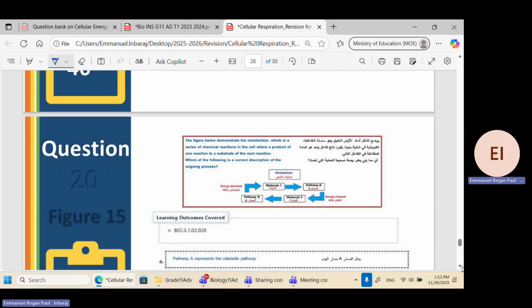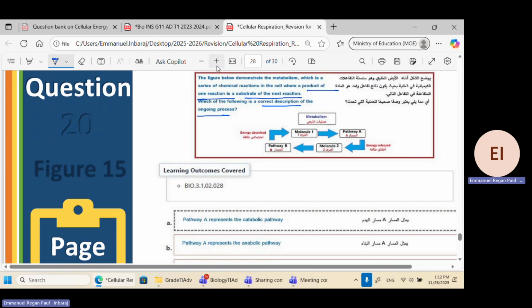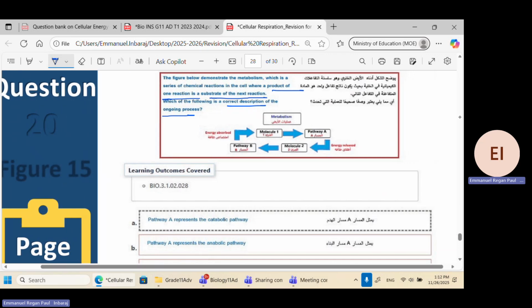Let's go to the next one. They say the figure below demonstrates metabolism, which is a series of chemical reactions in a cell where the product of one reaction is the substrate of the next reaction. Which of the following is a correct description of the ongoing process? See what's happening here. We need to zoom this picture a little and then see.